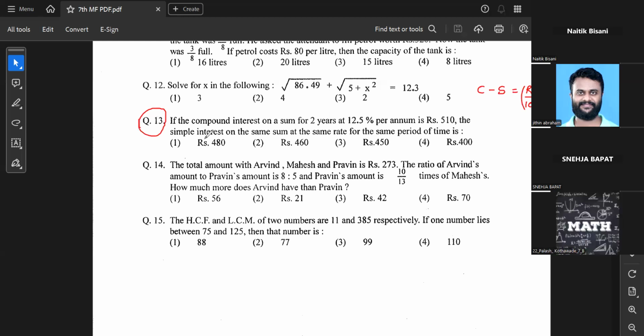We have done it by 510 is equal to P into (112.5 upon 100 the whole square minus 1). Directly formula. Okay, that method we have used.